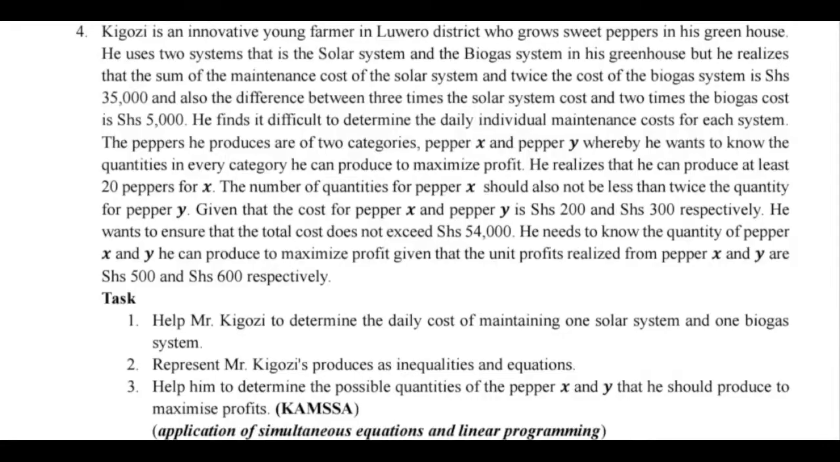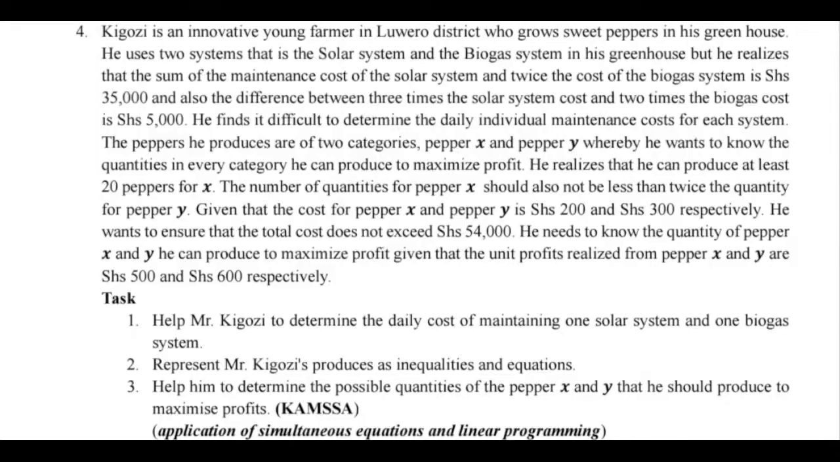In part 1, they are saying help Mr. Kizori to determine the daily cost of maintaining one solar system and one biogas system. And then part 2, they are saying present Mr. Kizori's production as inequalities and equations. And then part 3, help him to determine the possible quantities of paper X and paper Y that he should produce to maximize the profit.